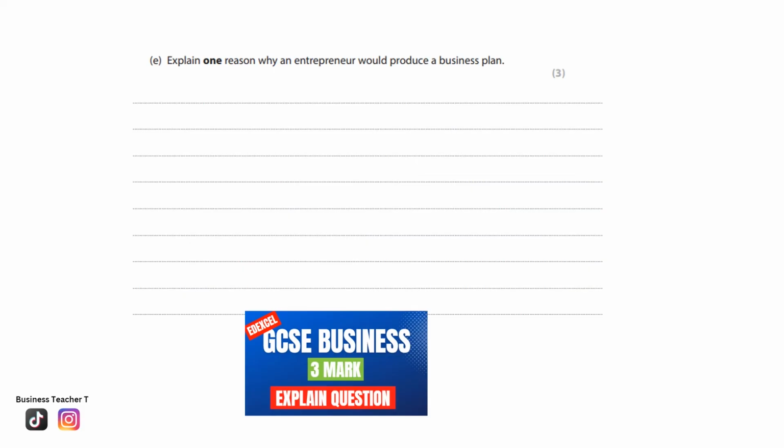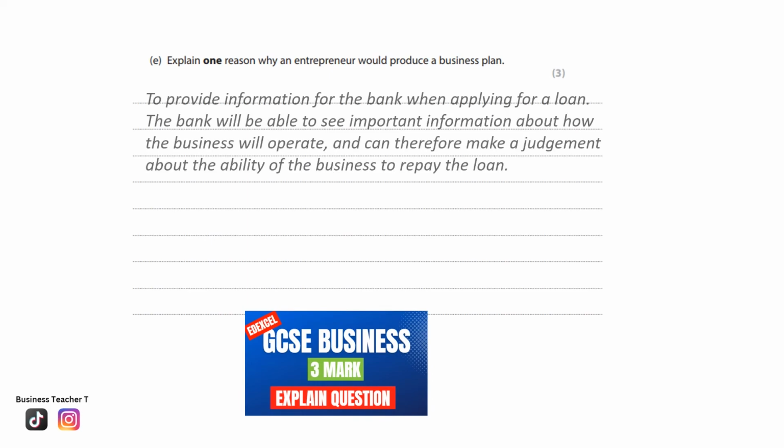Explain one reason why an entrepreneur would produce a business plan. Let's take a look at a possible answer. To provide information for the bank when applying for a loan. The bank will be able to see important information about how the business will operate and can therefore make a judgment about the ability of the business to repay the loan.